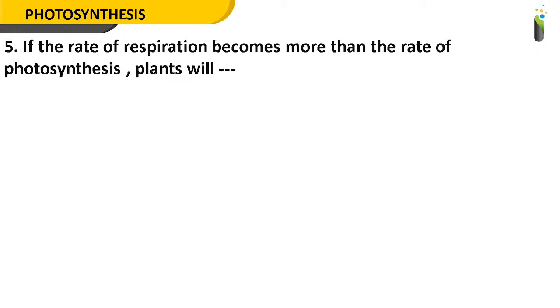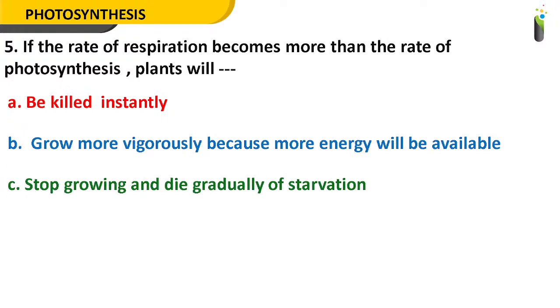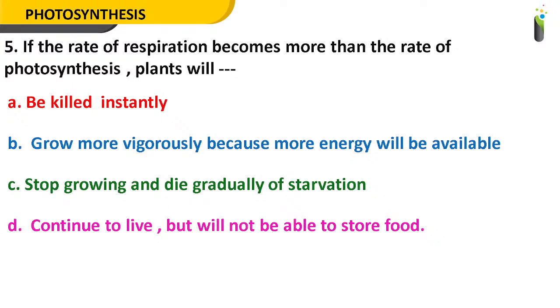Coming to the next question, number 5. If the rate of respiration becomes more than the rate of photosynthesis, plants will dash. A. Be killed instantly. B. Grow more vigorously because more energy will be available. C. Stop growing and die gradually of starvation. D. Continue to live but will not be able to store food.